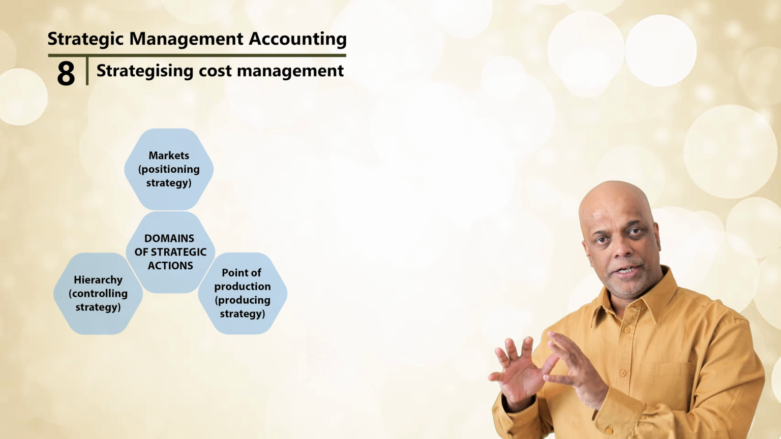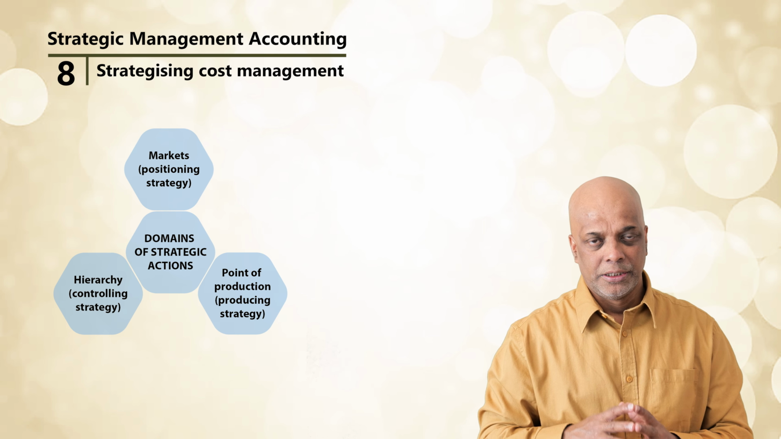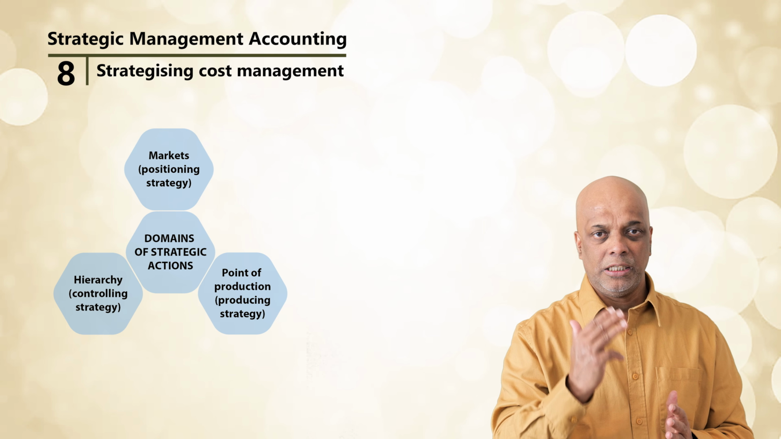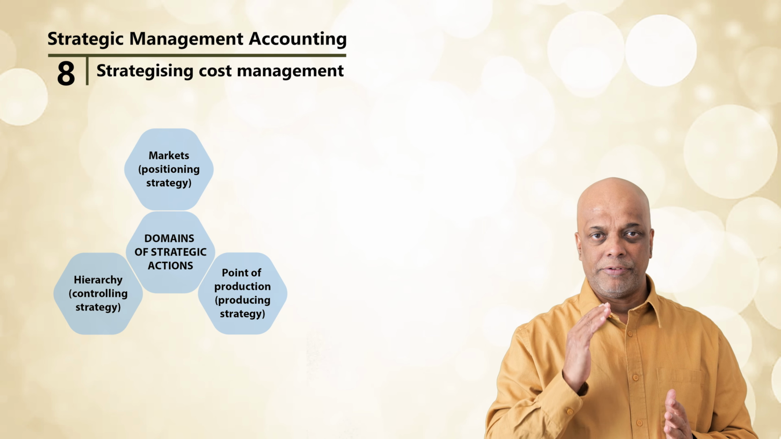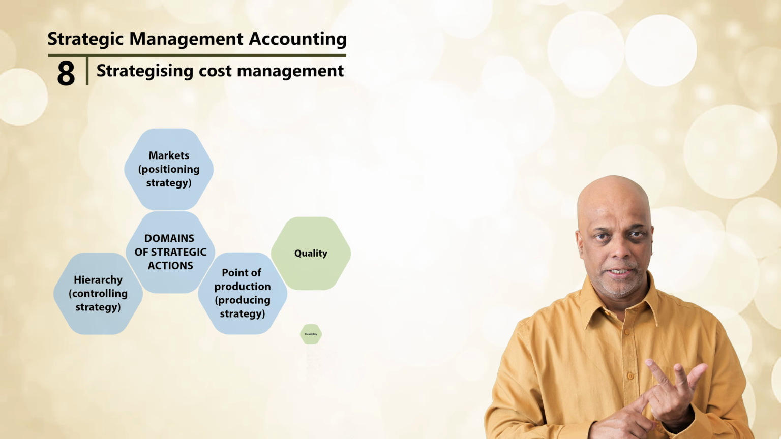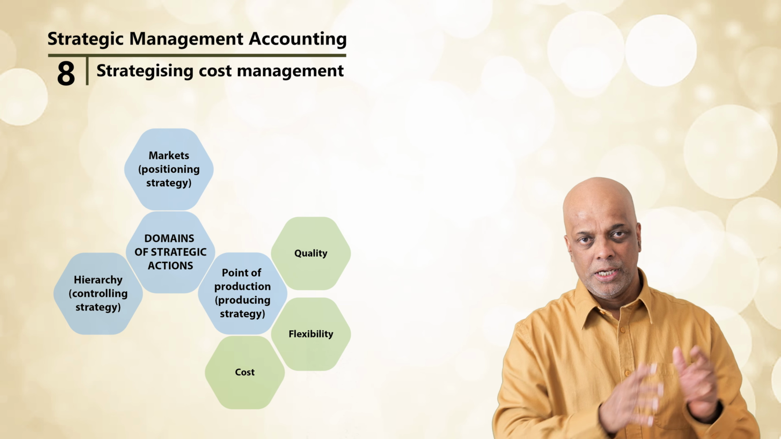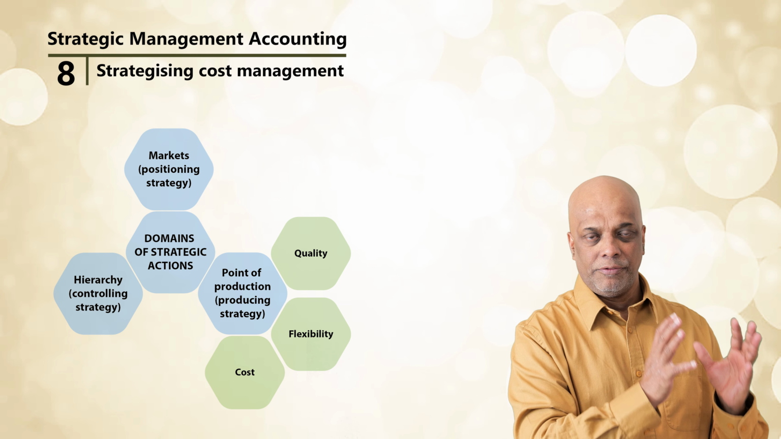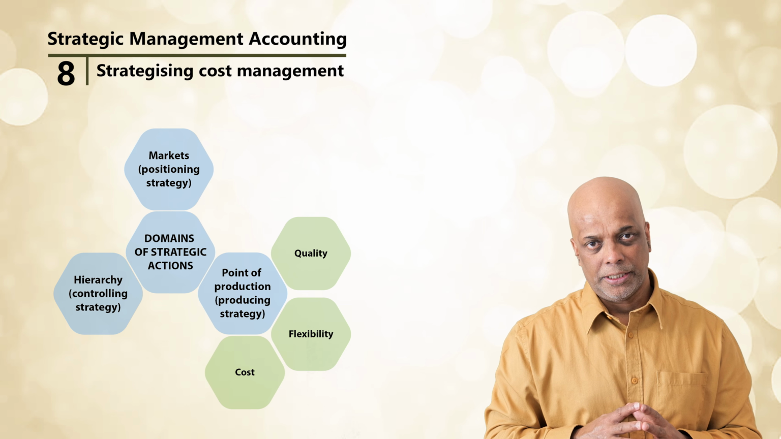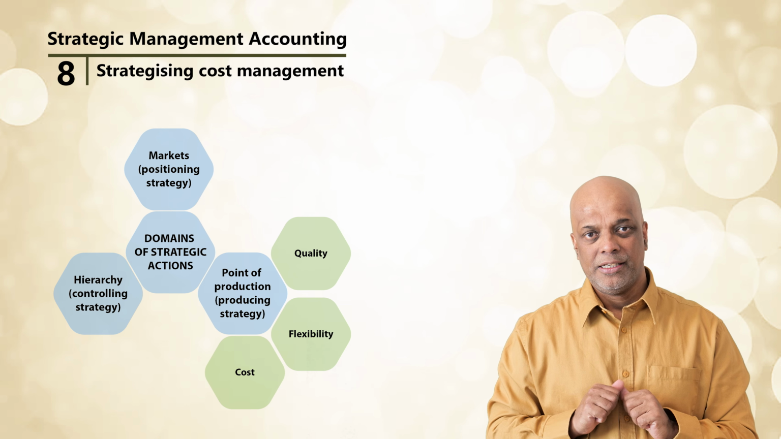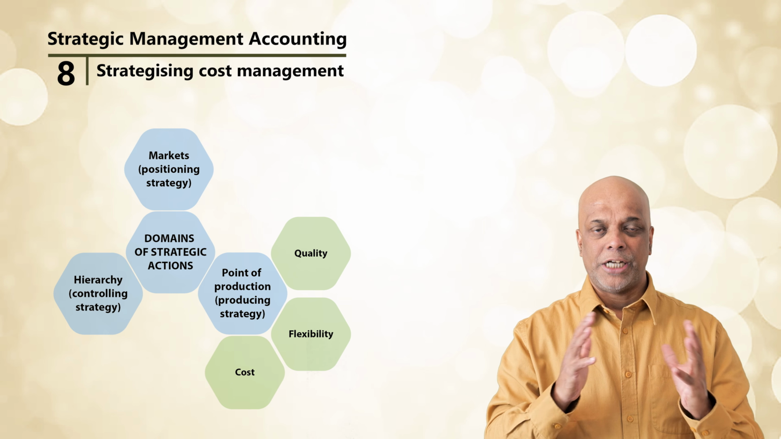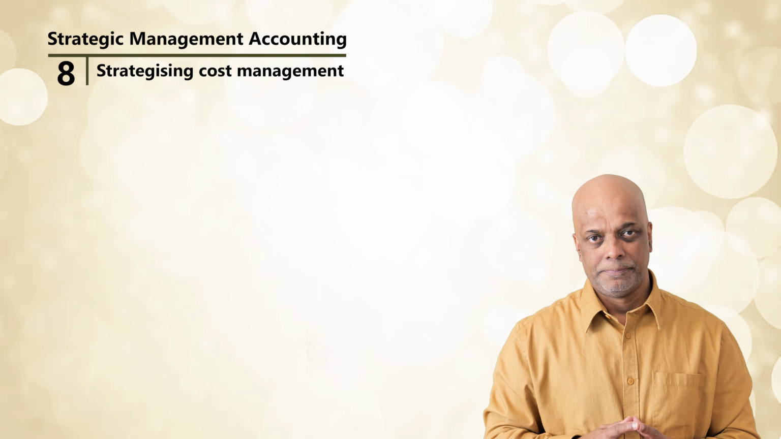And then when it comes to the point of production, I mentioned in the previous lectures that there are three key strategic imperatives that we have to deal with: quality, flexibility, and cost. In the previous two lectures, we talked about quality costing and manufacturing flexibility. Now, in this lecture, our attention will be mainly on strategic cost management.